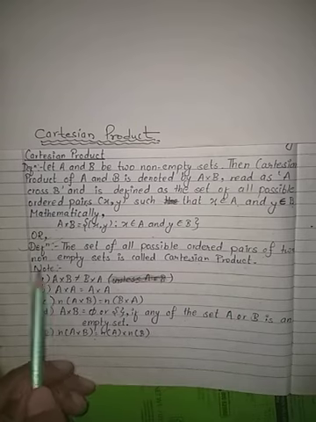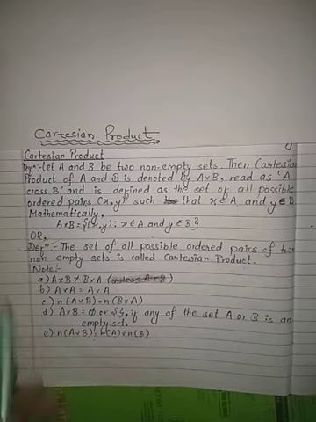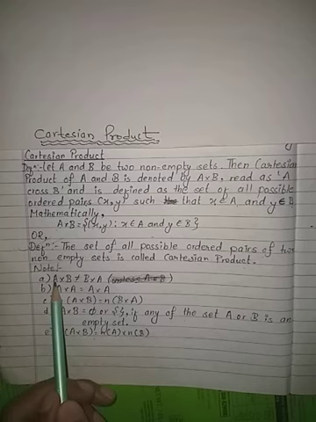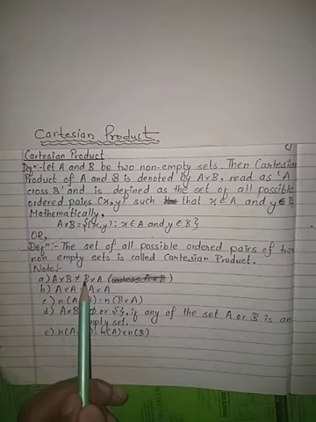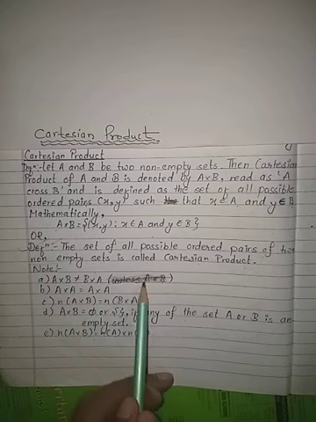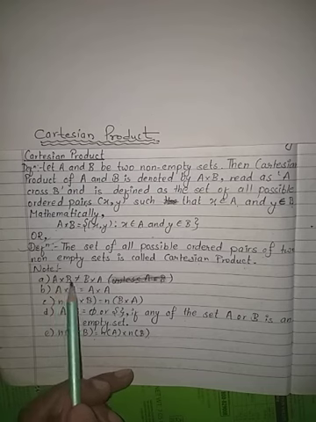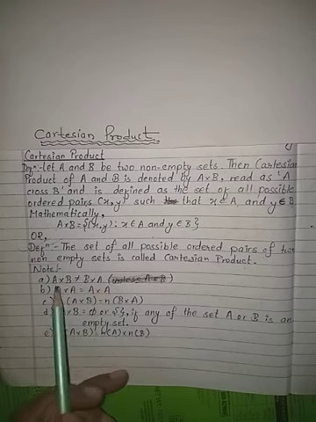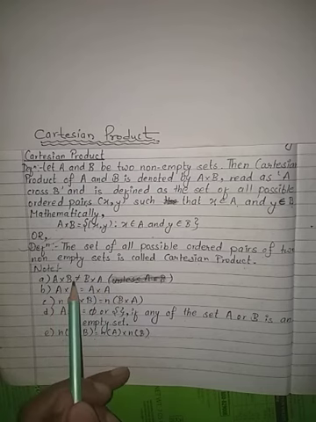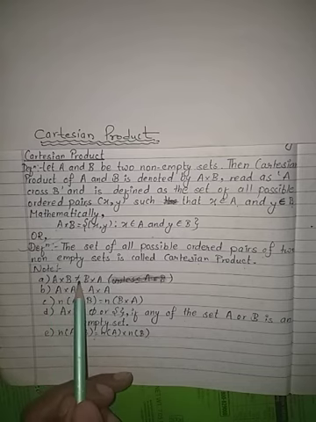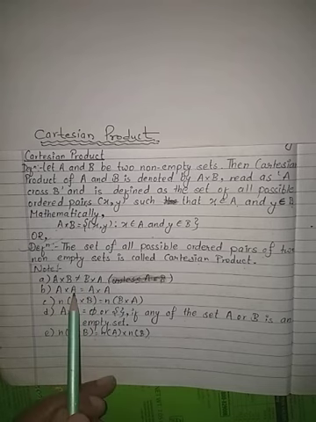And in the Cartesian product, you have to note down these five things I have written over here. A cross B is never equal to B cross A unless A equals B. If both sets are the same, then we will get A cross B equals B cross A. But in other cases, if A and B are two totally different non-empty sets, then we will never get A cross B equals B cross A. That's why A cross B is not equal to B cross A. A cross A equals A cross A.